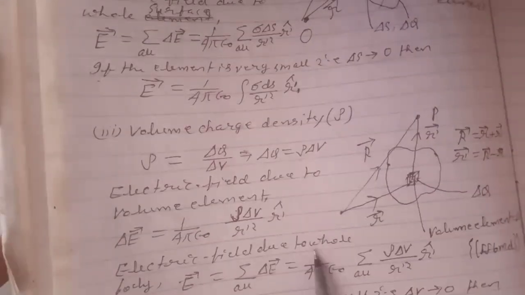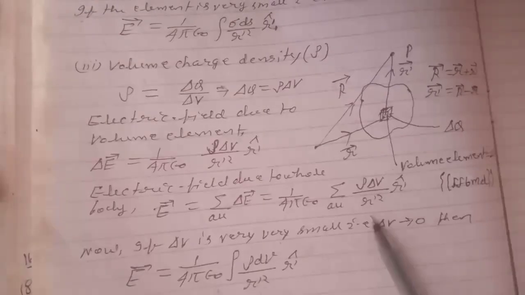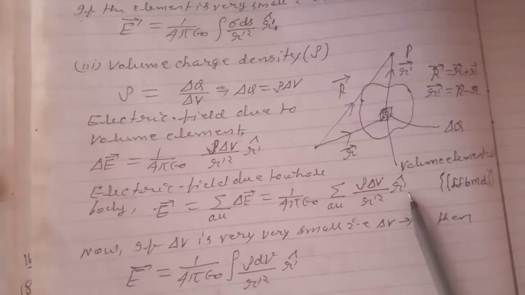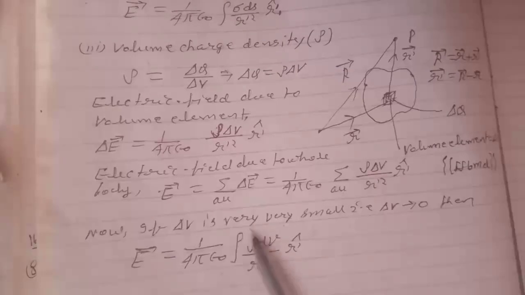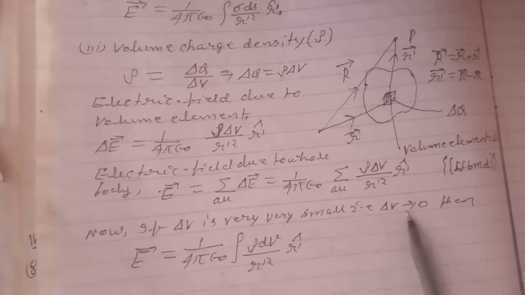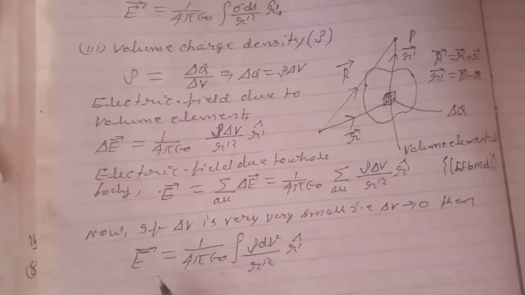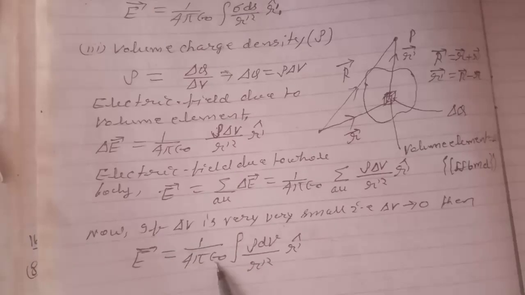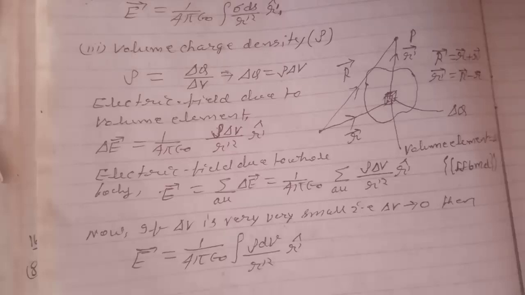So the electric field due to the whole body will be E vector equal to the sum of all delta E vector, 1 by 4 pi epsilon naught sum of rho into delta V by r dash square into r dash cap. Now if delta V is very small, that is delta V tends to 0, then we can write E vector equal to 1 by 4 pi epsilon naught integration of rho dV by r dash square into r dash cap.